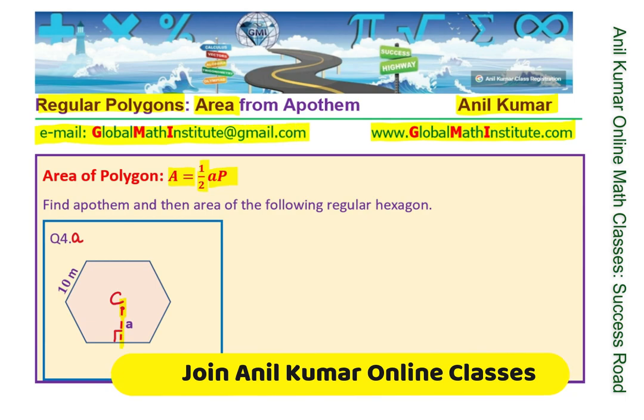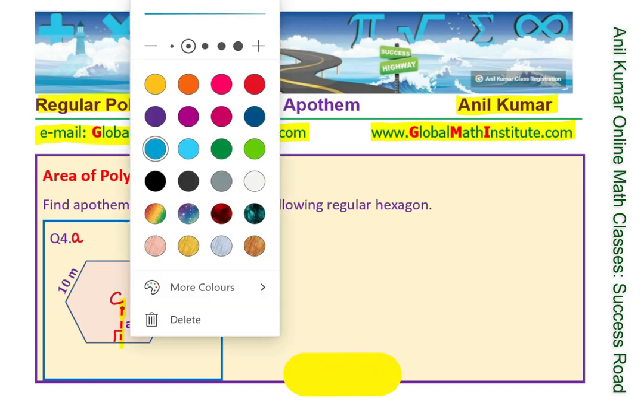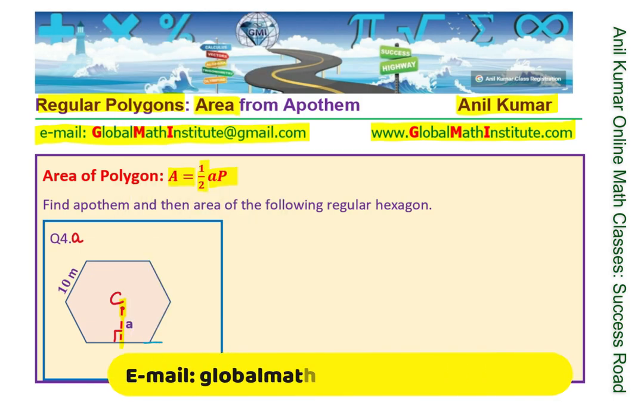So let's see how we find the apothem if the side is given, or the other way, if the apothem is given, how we find the side, especially in a hexagon. A hexagon is a very beautiful figure, as you see, all equal sides, a regular hexagon. So in that case, we need to first find what kind of triangle we have inside it.